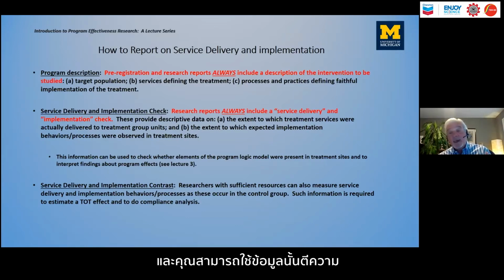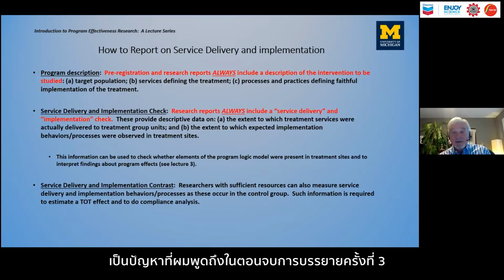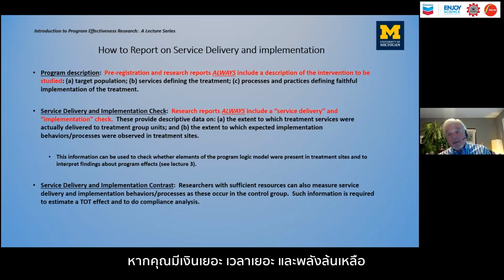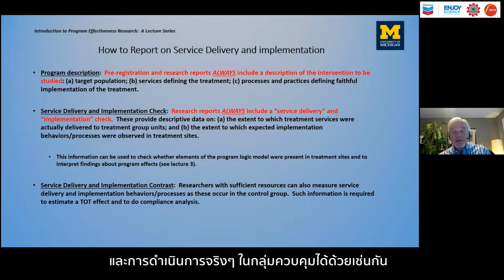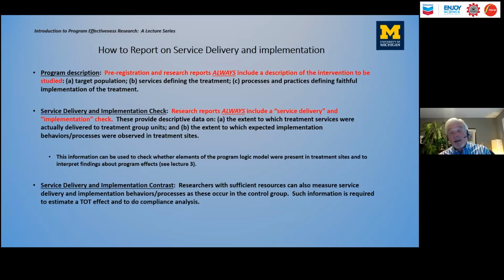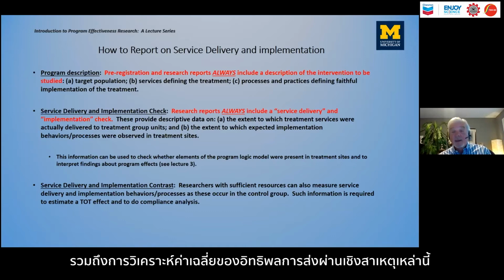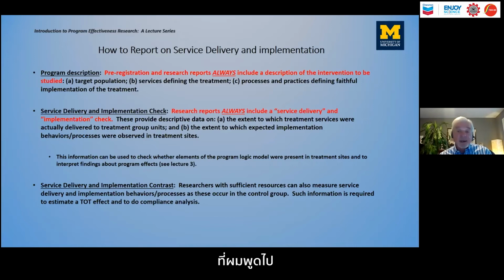And you can use that to interpret findings about program effects, a problem that I discussed at the end of lecture 3 and that can be found in the lecture slides. Then, if you have a lot of money and a lot of time and energy, you can actually estimate service delivery and implementation in the control group as well. Doing so will allow you to estimate a treatment on treated effect, as well as to do the average causal mediation analyses that I discussed.